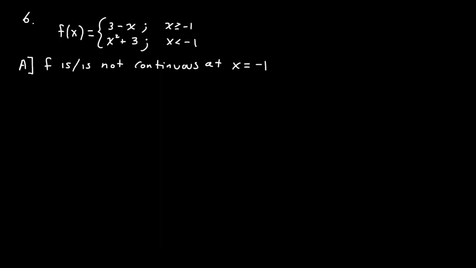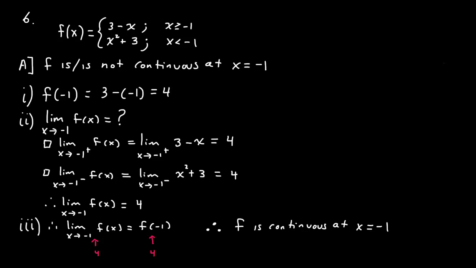Let us now work on example number 6. F of x is another piecewise function. Part A is the same. Prove that f is or is not continuous at x equals negative 1. I think you should press pause, write out your work, and then I will highlight my work. Press pause now. And here is my work, and the final conclusion is that f is continuous at x equals negative 1.